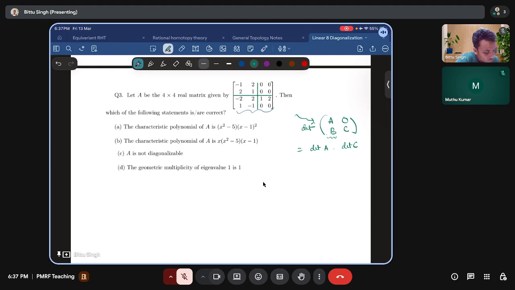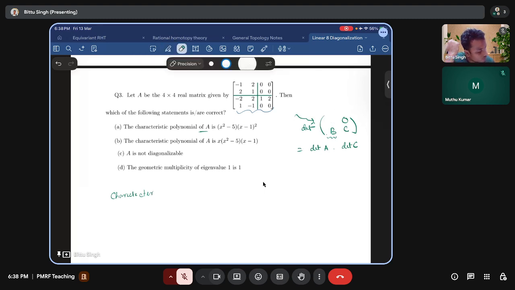Okay. Now we need to find the characteristic polynomial of A. So note the characteristic polynomial. So this is our A. So instead of writing A again, let me write some D or BCD. Okay.